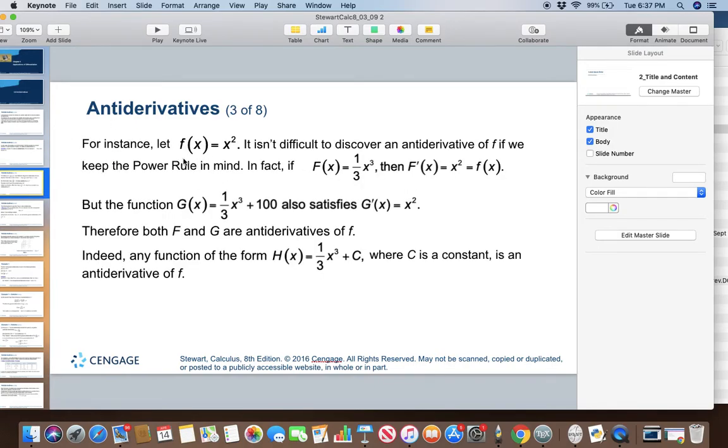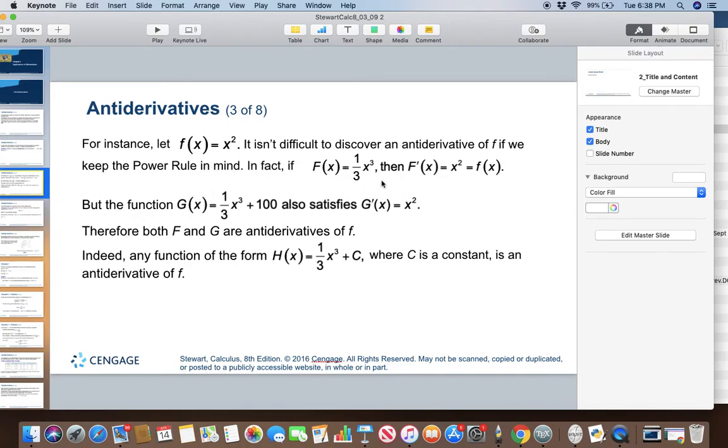For example, let's consider f(x) equals x squared. What is the antiderivative of this? Increase the power, divide by 3. Okay, divide by the new power. Why? If I take the derivative of this, the 3 will come down and cancel the 3 and I'll be left with x squared, which is what I want. Okay, so antiderivative does the opposite of what derivative did.